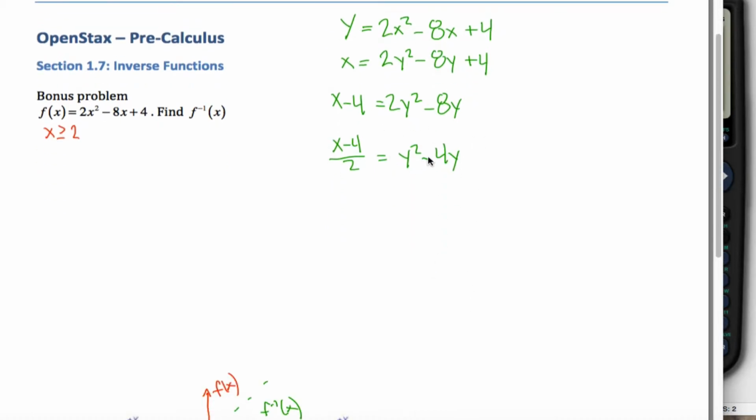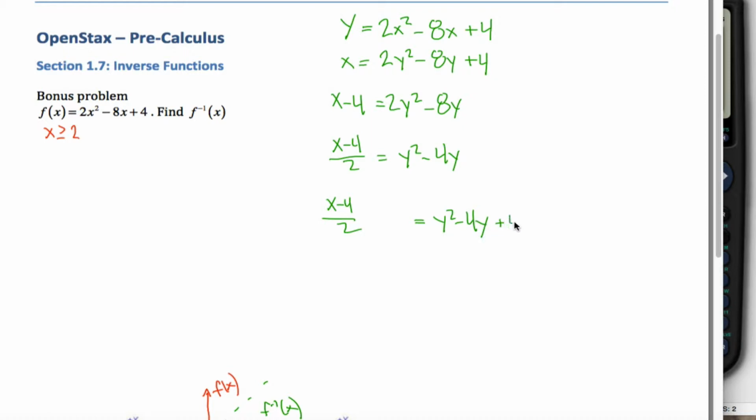Now I can complete the square. And the way you complete the square is you make the right-hand side of the equation a perfect square. I'll do it and then I'll explain how I do it. I'll write another line. So I have on the left side this (x minus 4) over 2 thing, and on the right side I have y squared minus 4y. Unfortunately, y squared minus 4y is not a perfect square. There's nothing that when I square it will give me y squared minus 4y.